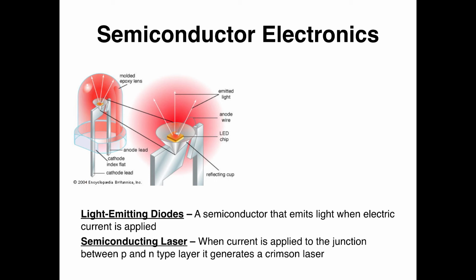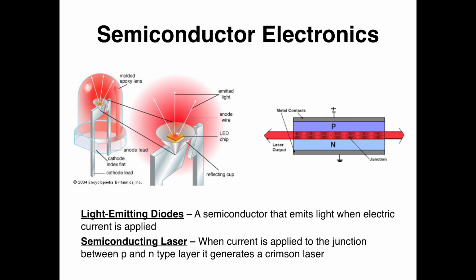A semiconducting laser is a laser that, when current is passed through the junction between the P and the N, generates a crimson light. And this is an example of a semiconductor laser. When current is passed between the P and N, it emits a crimson light that is generated and travels out to the right or to the left, depending on which way the laser is pointed.